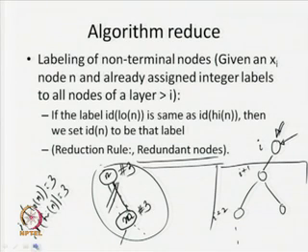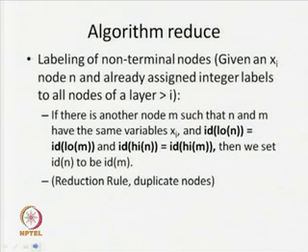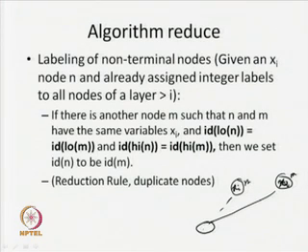Okay. Next, I have already said that if I am coming to an xi node, then all the nodes below that level are already marked. Now, if there is another node m such that m and n have the same variable xi, that means I have a node n and I have a node m, and both are labeled with the same variable, say xi. Now, what will happen in this particular case? If ID of low n is equal to ID of low m, that means this is low and this is low. Okay.